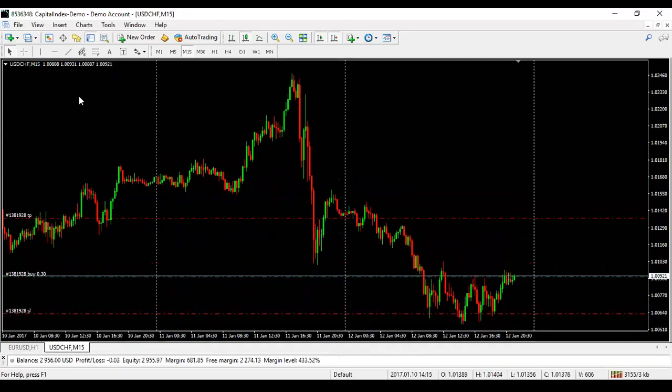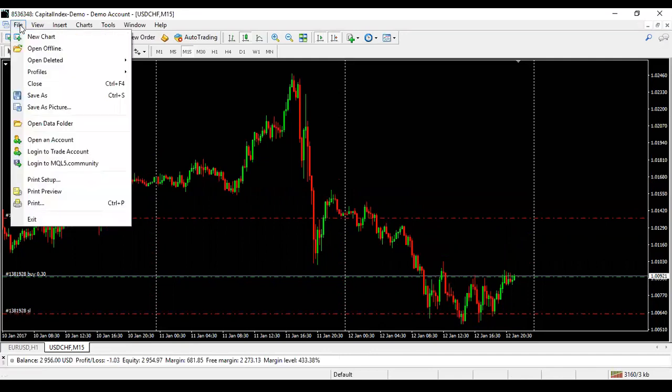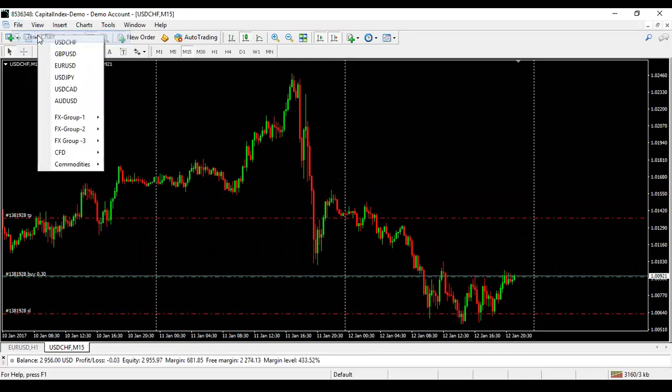Okay, so I'll show you guys where to go to find your currency pairs. You can either use Market Watch, but I prefer that you go to File and then click on New Chart. Okay, so this is what you'll see on most of your demos.